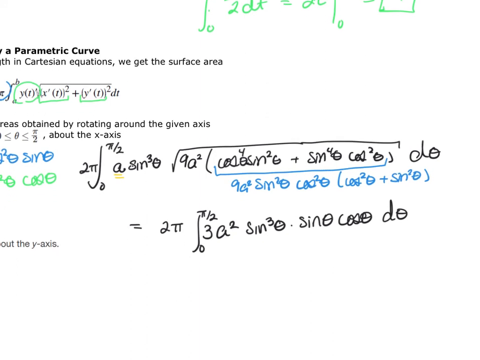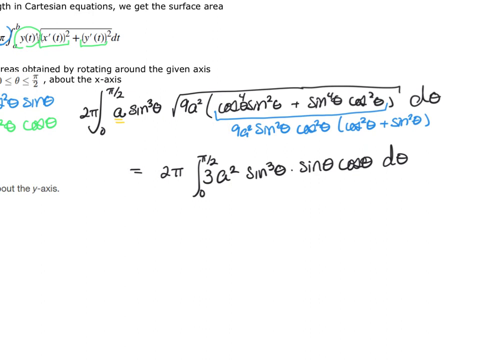So it seems like it was terrible, but it wasn't that bad. Now I'm just going to clean this up just a little bit more. And I'm going to have 6 pi a squared, because those are all constants, from 0 to pi over 2 of sine to the 4th theta cosine theta d theta.